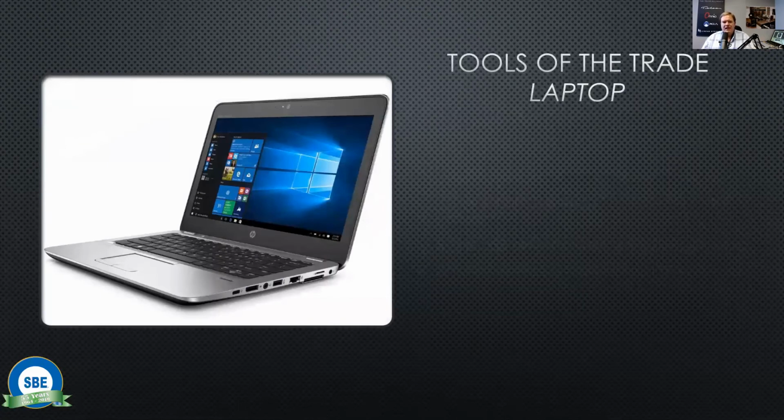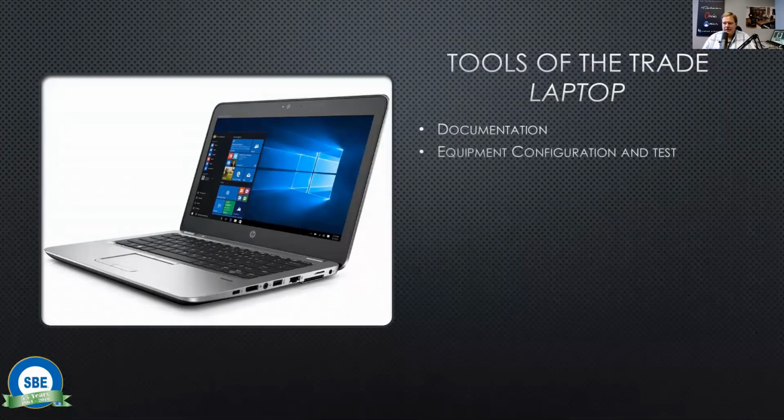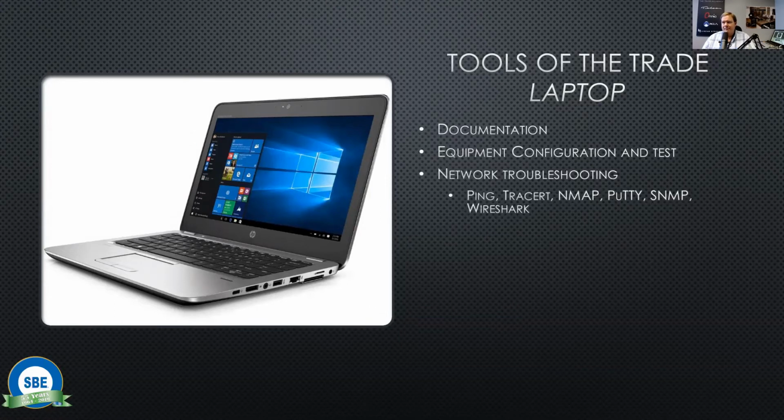So this one should be pretty obvious to most of us: a laptop. Maybe it doesn't get used quite as much anymore, and I'll get into that in a second here, but things like documentation, configuring your equipment. Again, everything's got an Ethernet port, everything's got an IP address. Most everything's got a web server built into it. Troubleshooting networks, tools like Ping, Traceroute, Nmap, PuTTY, SNMP, which we've talked quite a bit about today, and Wireshark, which I mentioned earlier, which is kind of handy for looking at packet flow between devices and doing more deep analysis of packets.